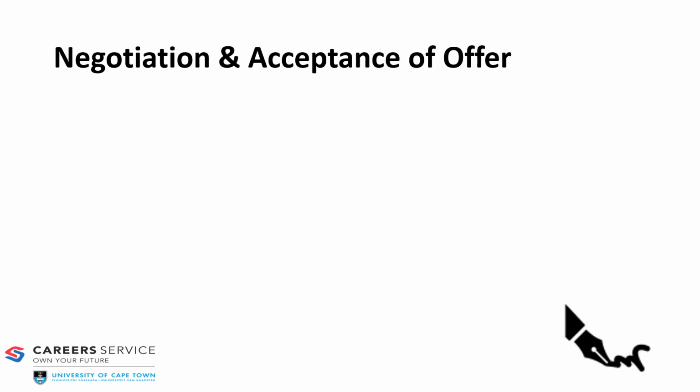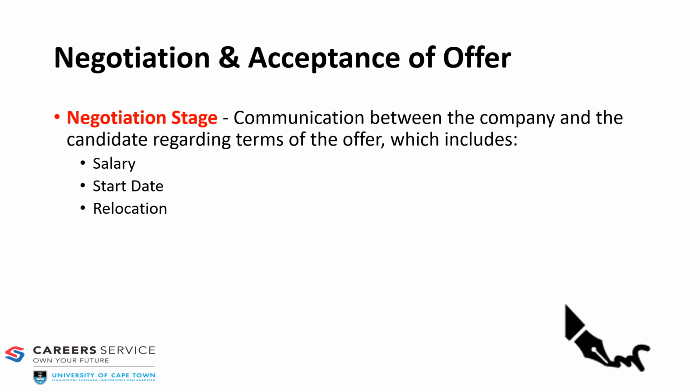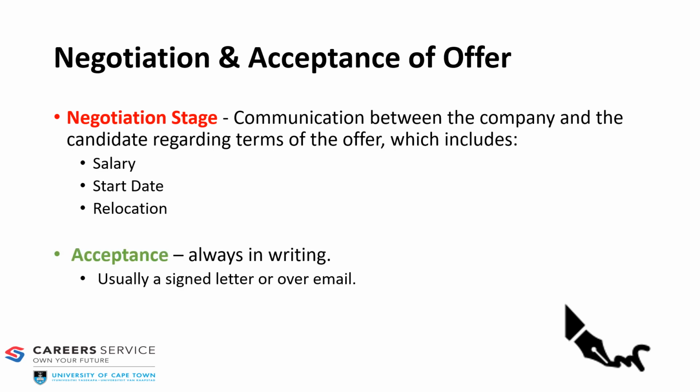Negotiation and acceptance of offer. Before accepting the offer, you may need to discuss certain terms of the job such as the salary, start date, and whether you need to relocate or not. This is referred to as the negotiation stage of selection. If you are accepting the offer, you should always do so in writing. The company may require you to sign a letter and scan it back to them, or to confirm your acceptance over email.